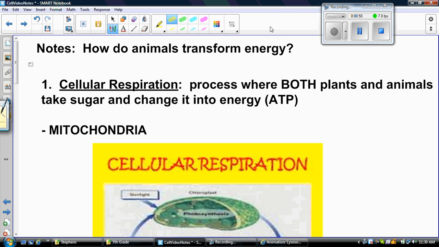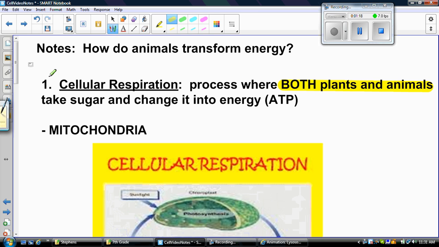Okay, so when we talk about cellular respiration, this is a process that occurs in both plants and animals. So remember, photosynthesis only occurred in plants because animal cells can't make their own food. But cellular respiration occurs in both plants and animals because both are going to take sugar and be able to change it into energy, which is the ATP, adenine triphosphate. Okay, so remember, this occurs in both plants and animals.